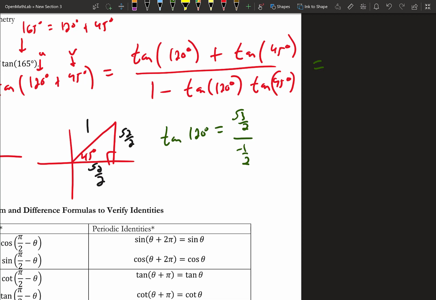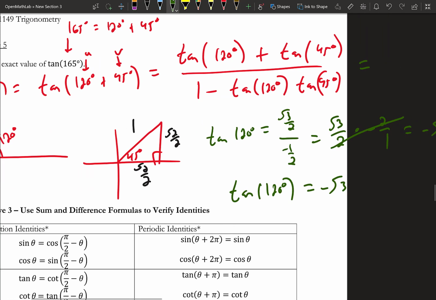Or in other words, if we just multiply or divide fractions, this would be equal to radical 3 over 2 times negative 2 over 1. So these 2's cancel, and what we end up with is just negative radical 3. So tangent of 120 degrees is just equal to negative radical 3.